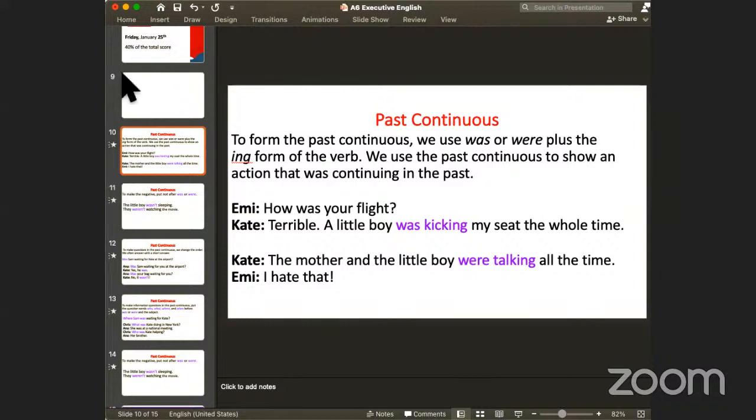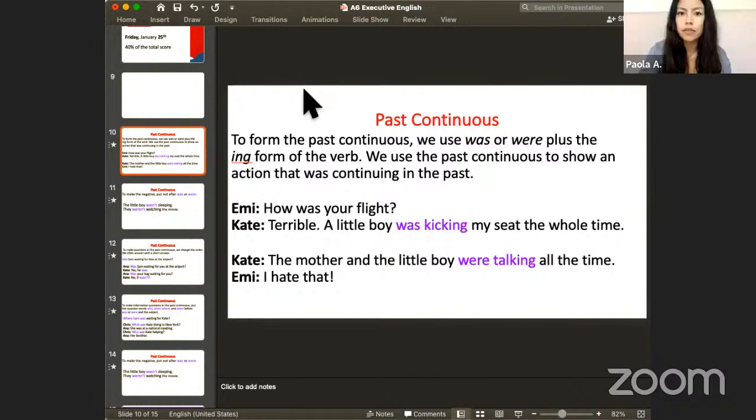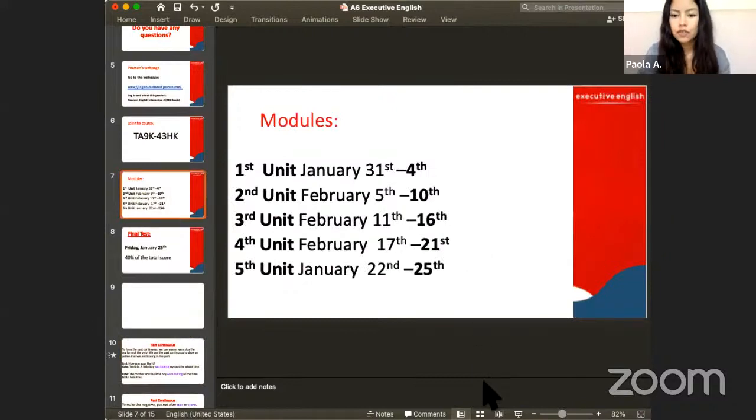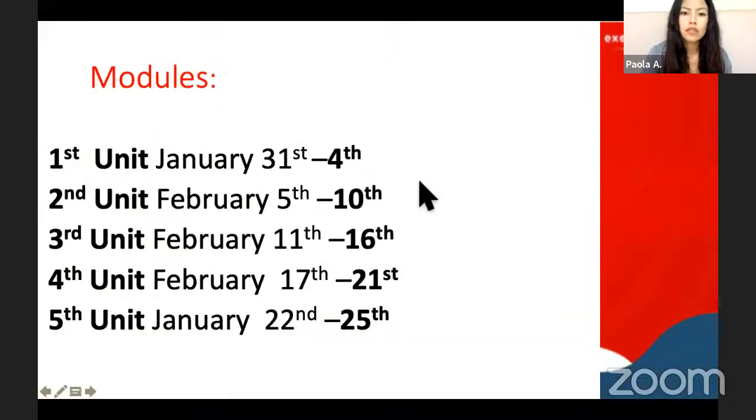So today we're going to start with the first class for the model A6. Just a quick reminder for this month's dates. We're starting today, the 31st, and we're going to have the first unit until the 4th of February. On this day you're going to have the first quiz for unit number 1. Unit number 2 starts right after, the next day, and the test for unit 2 is on the 10th. The third unit starts on the 11th of February, and the quiz for that unit is on the 16th.